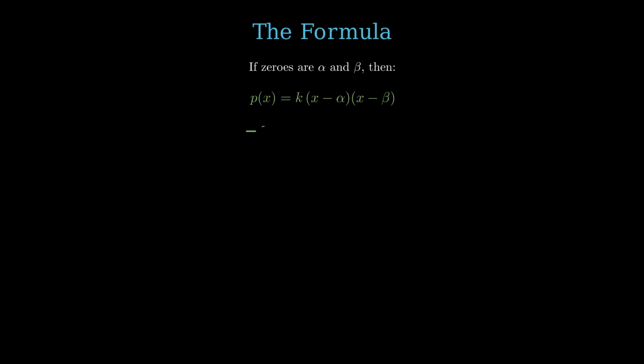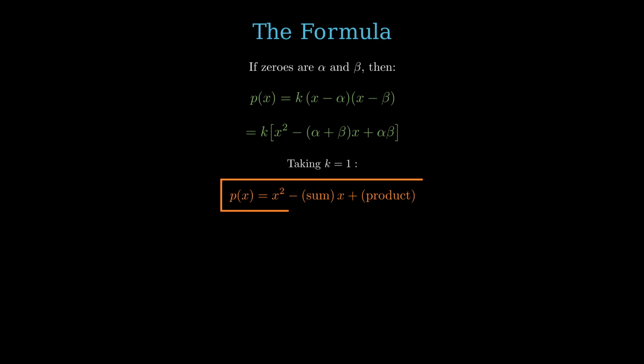Then the required quadratic polynomial is p of x equals k times the quantity x squared minus s times x plus p, where k is any non-zero real constant. Why does this formula work?